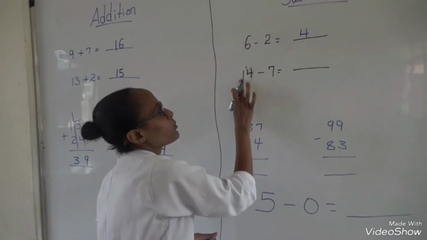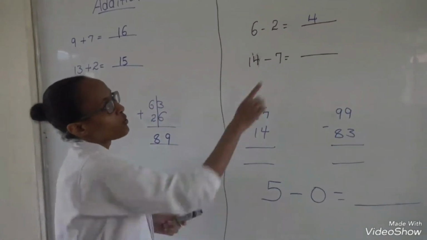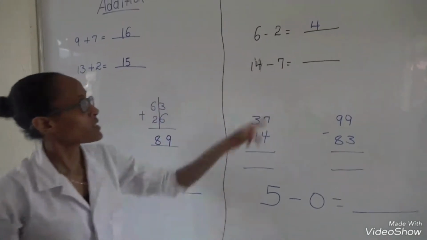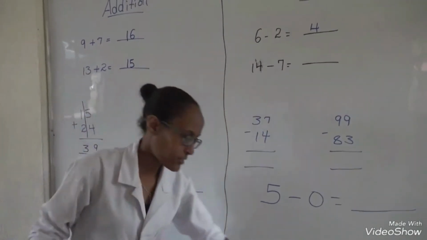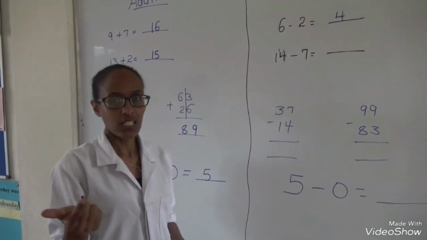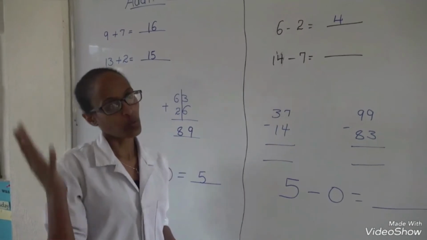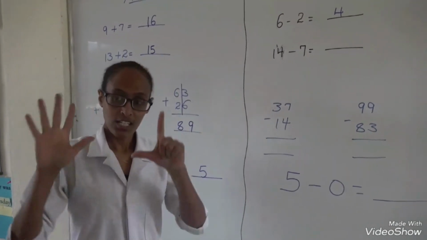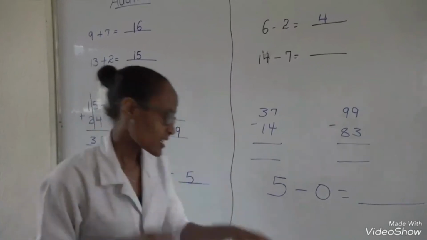And here we have 40 minus 7. So let's count from 7 to 40. 7, 8, 9, 10, 11, 12, 13, and so on up to 40. The answer is 33.